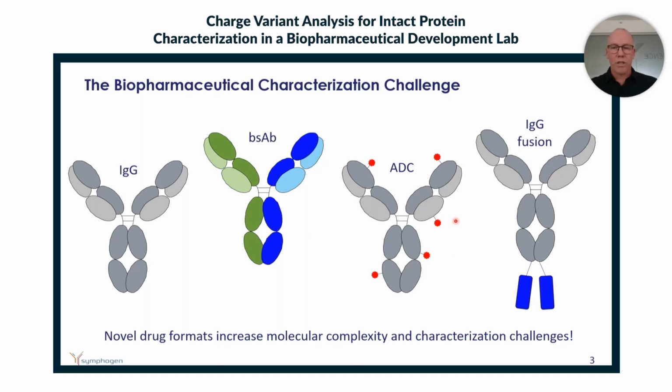You can have antibody-drug conjugates where you have these chemical warheads attached to a molecule, and they combine, for instance, a cytotoxic effect of the chemical warhead with the specificity of an antibody. But you can also combine antibodies with non-antibody parts and work with fusions. These are just some of the examples, and we are working with all these molecular formats in our lab.